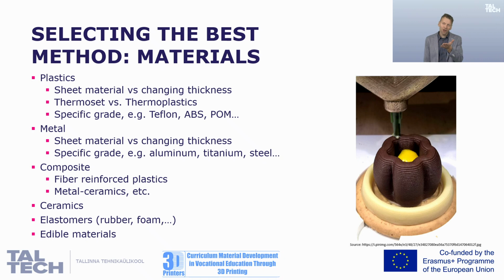Like on this picture on the slide, we can see a candy made of, or printed using, chocolate. There are special food printers available on the market. You can actually print chocolate candies or candies of different materials. And these machines are different than those that are used for producing plastics, for example.